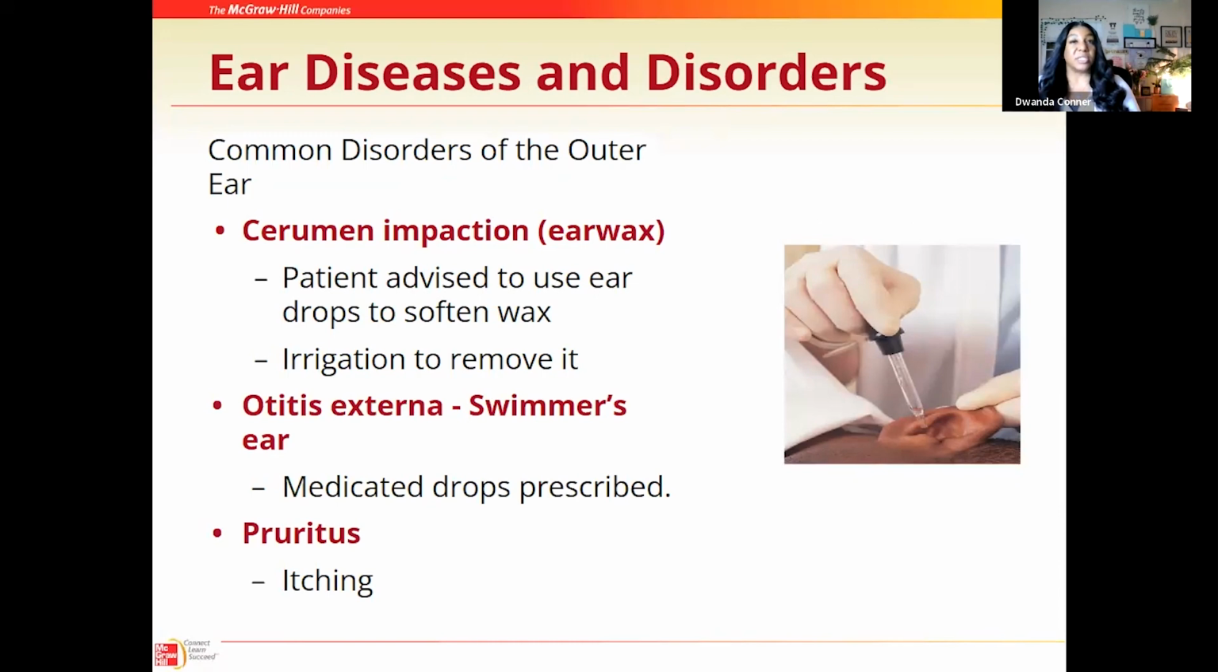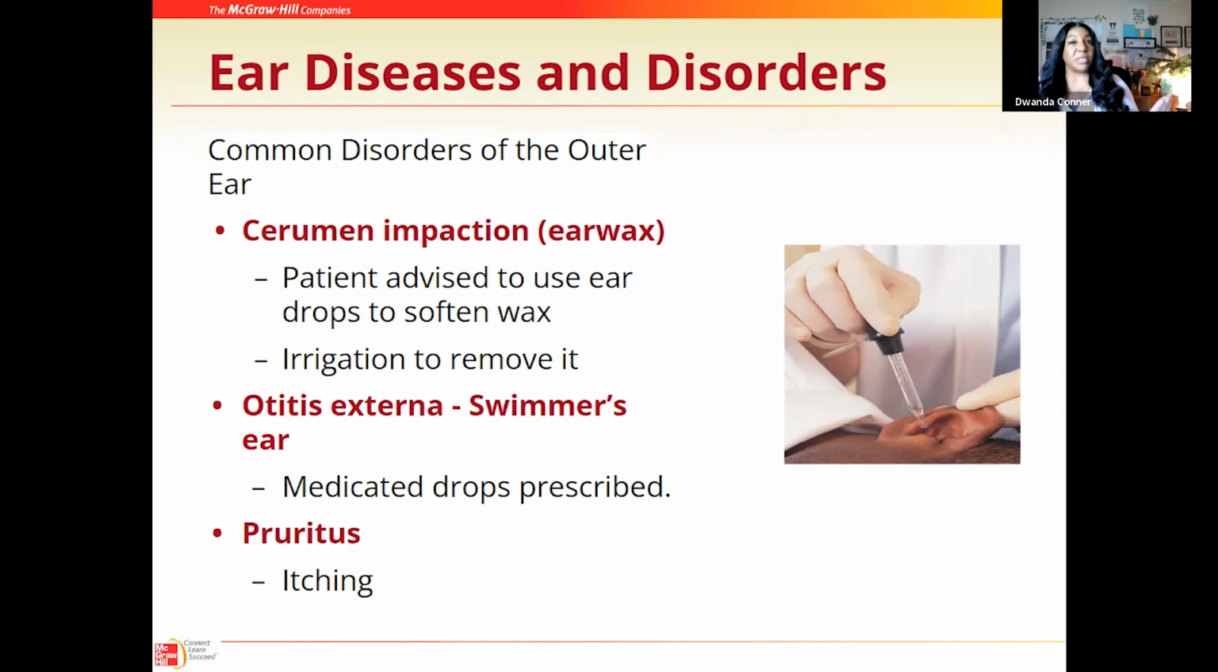And there is such a thing as cerumen impaction, where the patient may be required to have an ear lavage. An ear lavage, also known as an irrigation, is something that a medical assistant can do to assist with removing excess earwax in the ears.